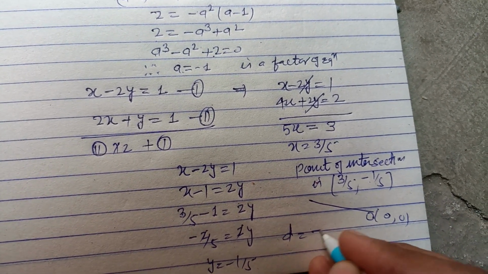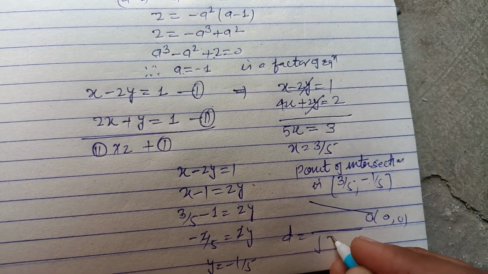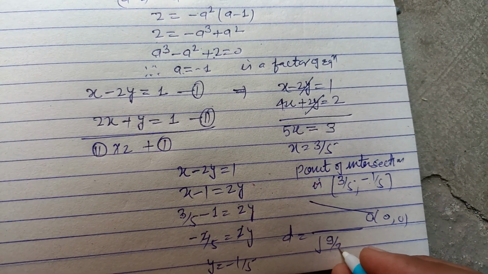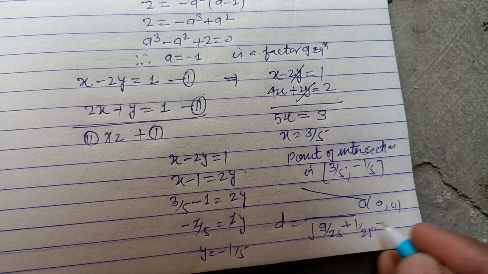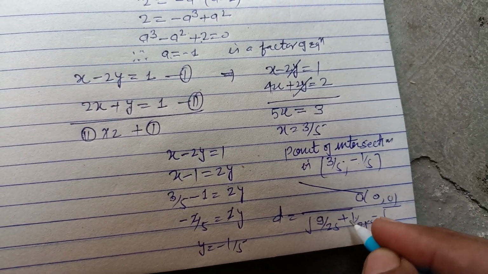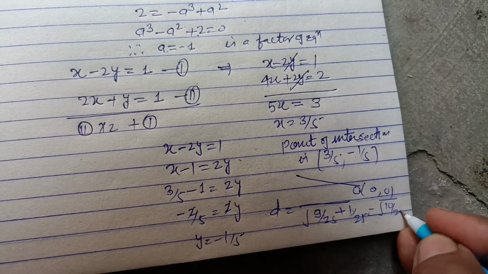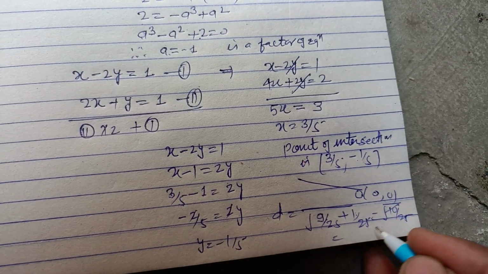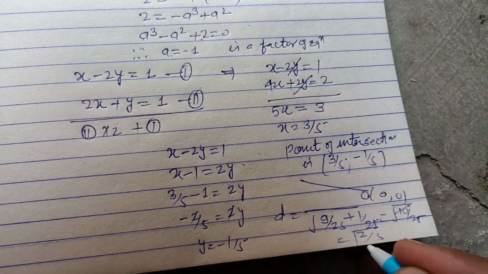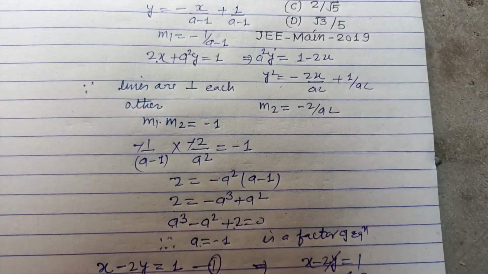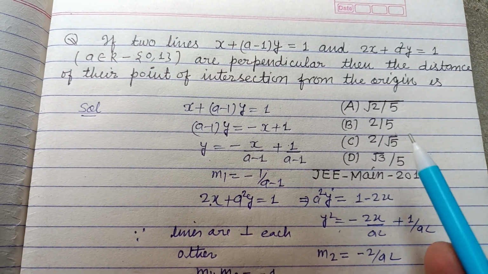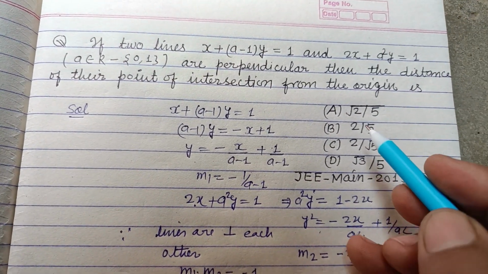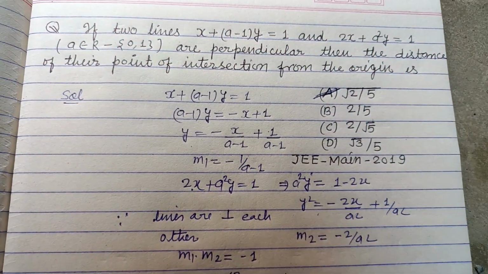d = under root (3²/25 + 1²/25). 9 plus 1, 10, 10/25, or 5 2 is 10, 5 5 is 25. So 2/root 5 is the distance between the point of intersection of the lines and the origin. So A is the correct answer.